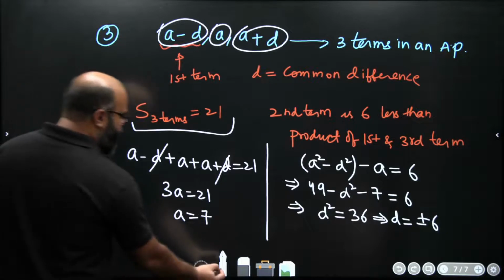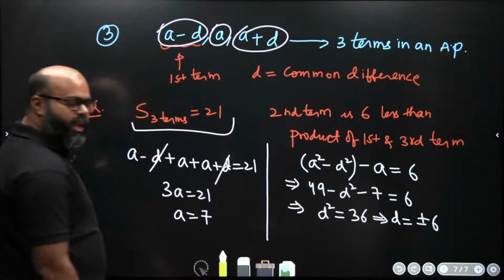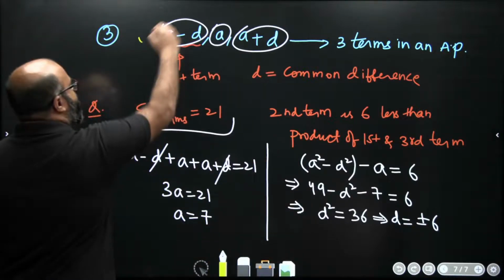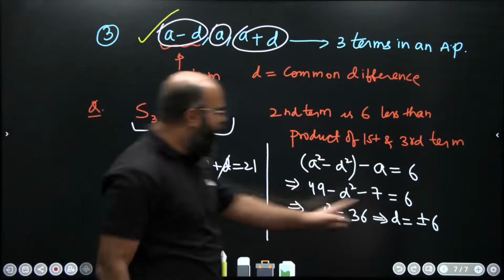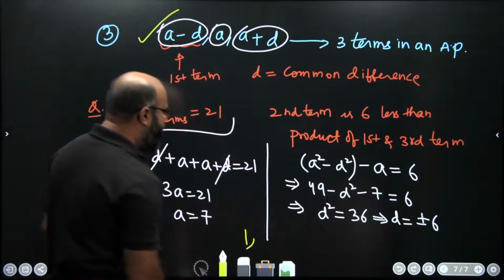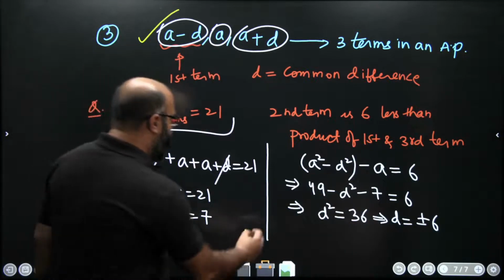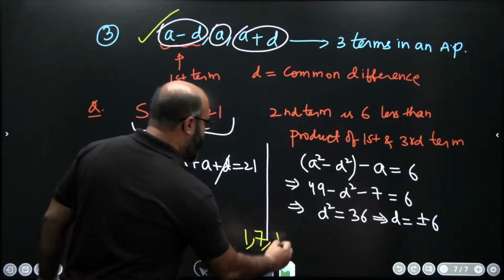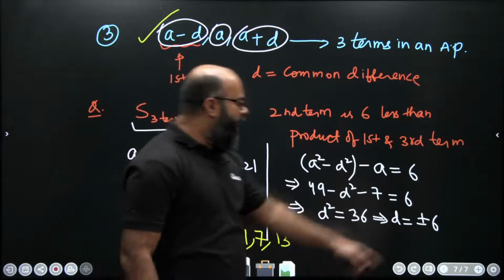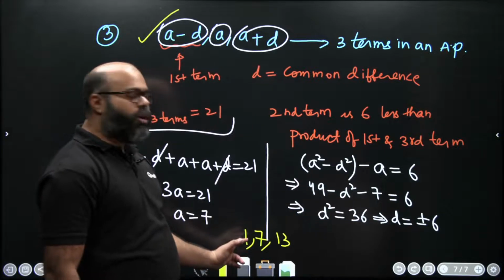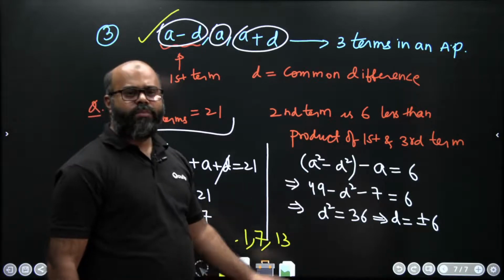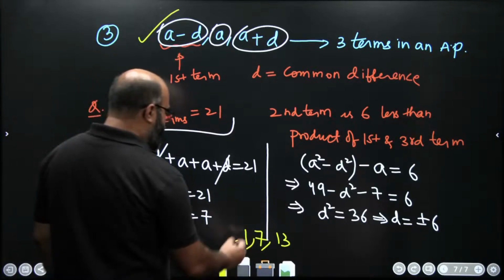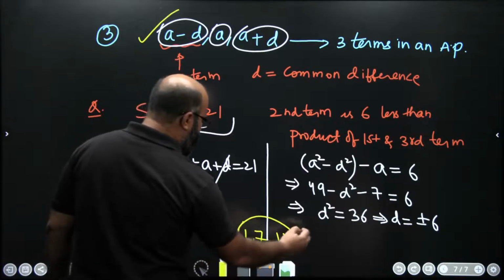So what are the terms? Here there are chances of error, so don't take a plus d, a plus 2d. The terms are like this: a minus d, so 7 minus 6, which is 1. Then a, that is 7. And then a plus d, that is 7 plus 6, that is 13. So these are the terms. If you had taken minus 6, first you would have got 13, then 7, then 1. That is only the reverse order, the terms would be the same. So you can take either plus 6 or minus 6, that is not an issue. So 1, 7, 13 are the terms.